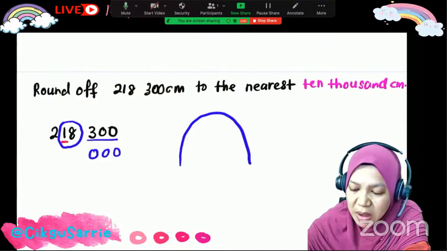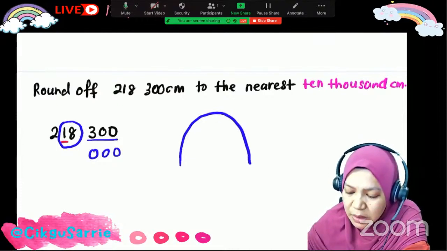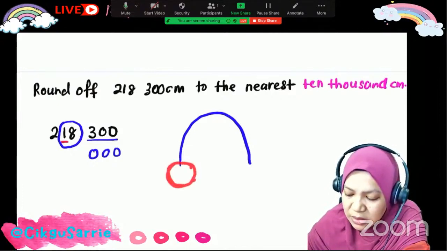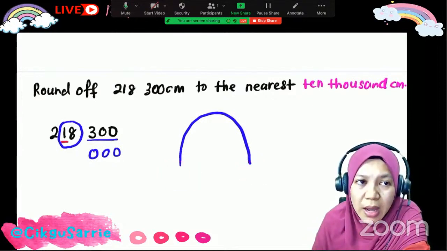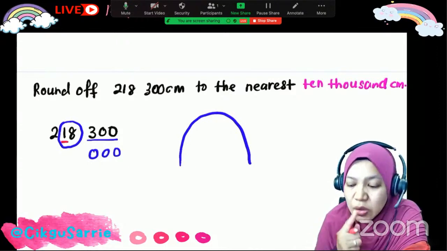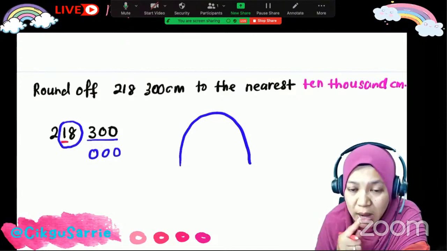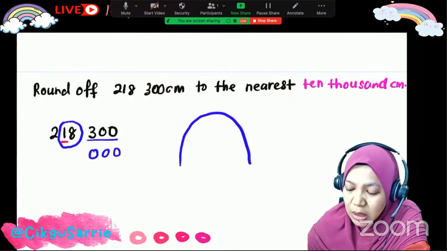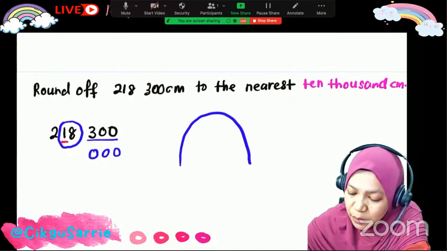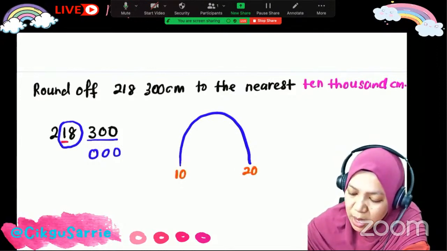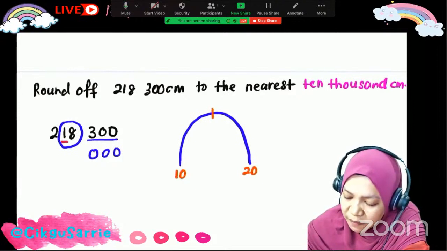Always remember, in the rounding curve, the numbers will be written in tens. Now we look at the underlined digit. That one is number 1. So if the underlined digit is 1, in the rounding curve we start with 10. The next will be 20. So the number in the middle will be 15.